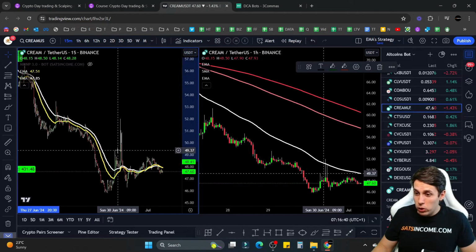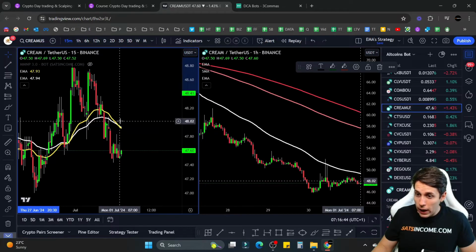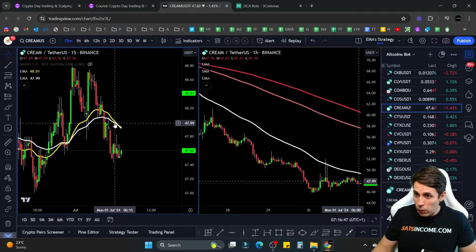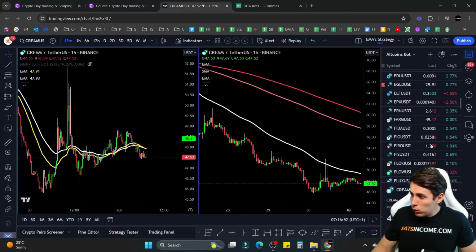This one trade during this whole week, that's on cream. And by the way, now we are getting another signal just right now, as you guys can see, for a short trade right here. Now let's move to the next coin.